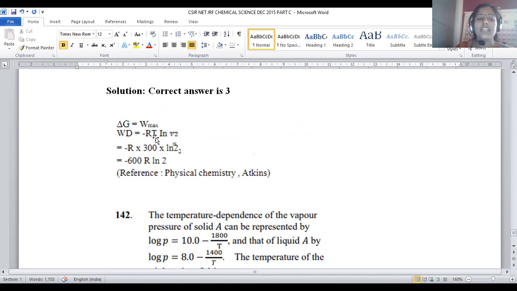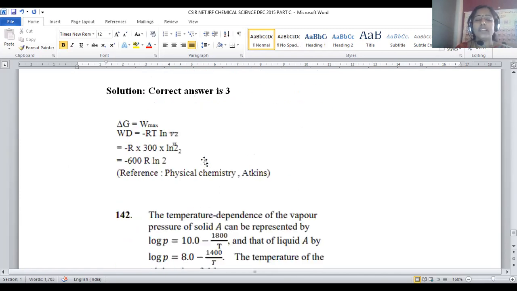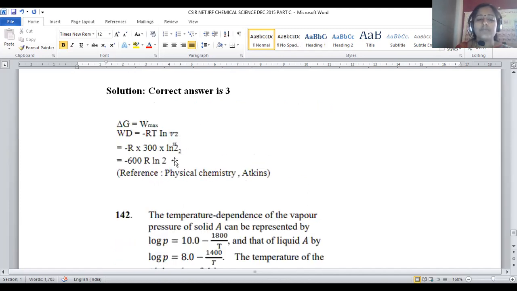So minus R, T is the temperature, that is 300 Kelvin, isothermal condition, the entire process being carried out at 300 Kelvin only, right? Minus R into 300 into ln V square, which is nothing but 2 square. The value of V will be 2 here, so 2 square will be taken, right? Whenever we take log of any value with a power, that power can be written in front of the log. So we can write minus R into 300 into 2 ln 2. Here 300 into 2 will be 600. Minus 600 R ln 2 is the final answer.